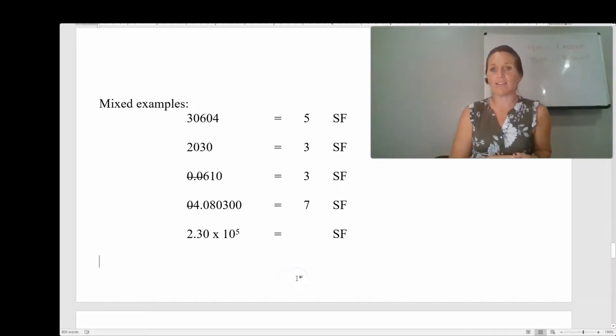And now last but not least, 2.30 times 10 to the 5th. When a number is in scientific notation, all of the guesswork about what's significant and what's not has been taken out for you. Everything that's written counts.